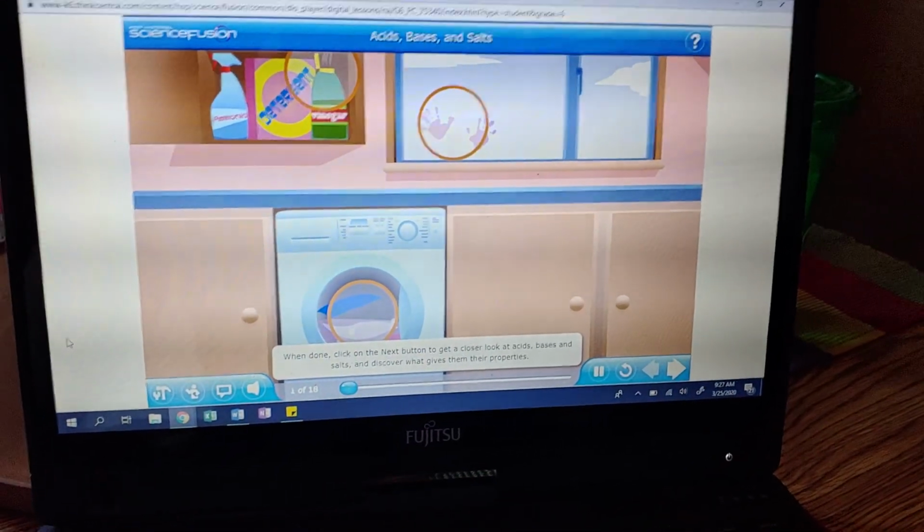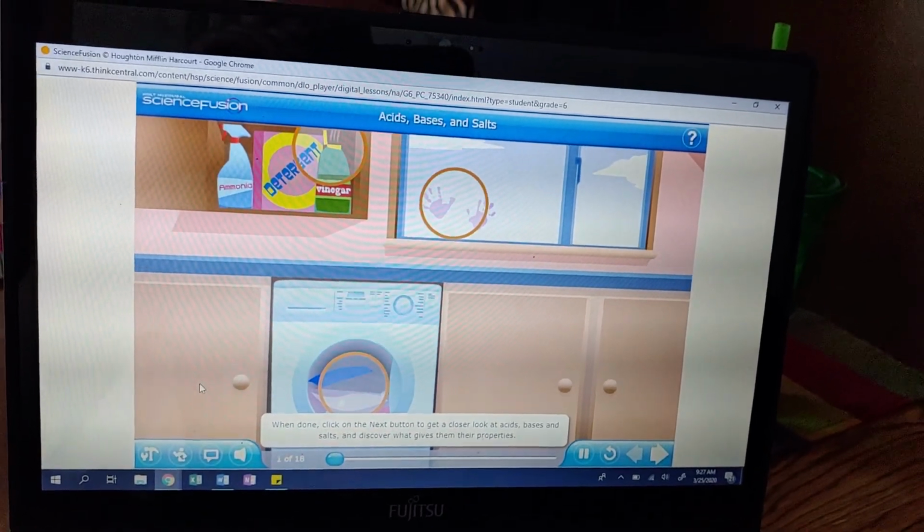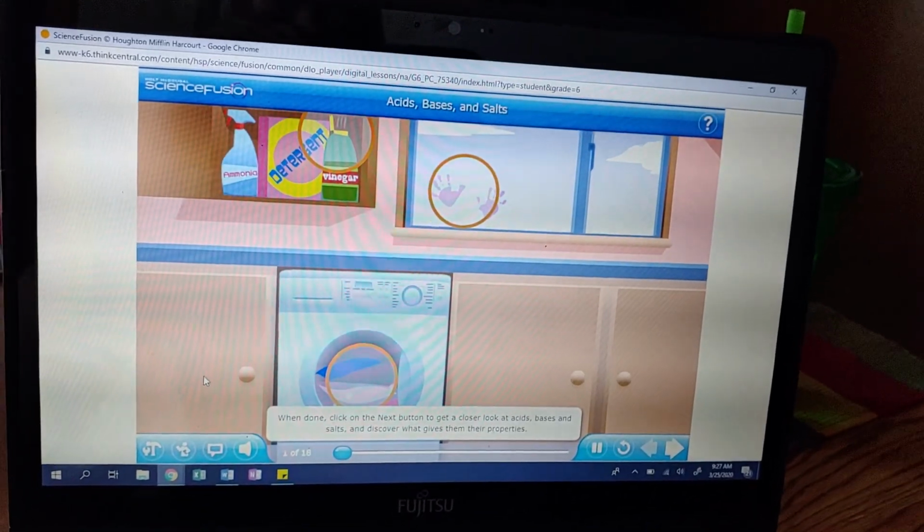When done, click on the next button to get a closer look at acids, bases, and salts, and discover what gives them their properties.